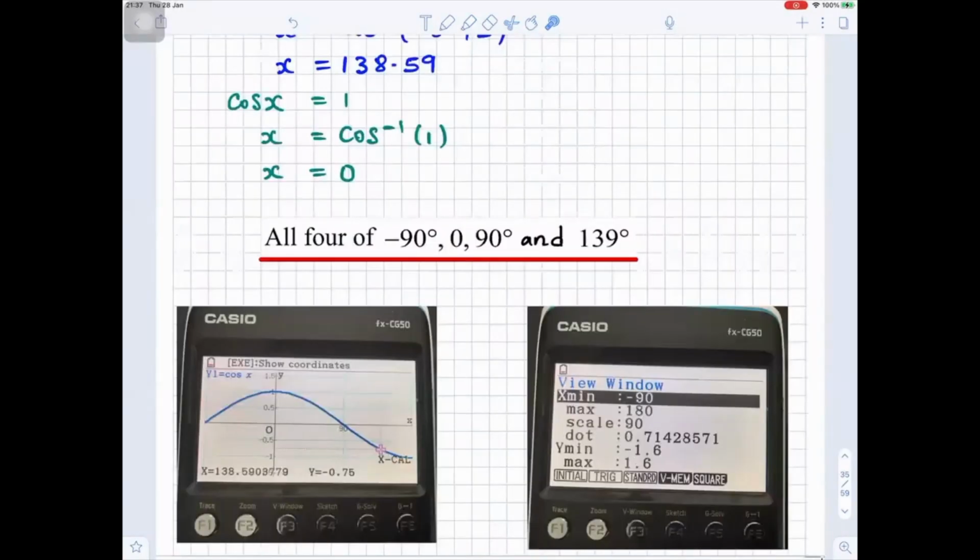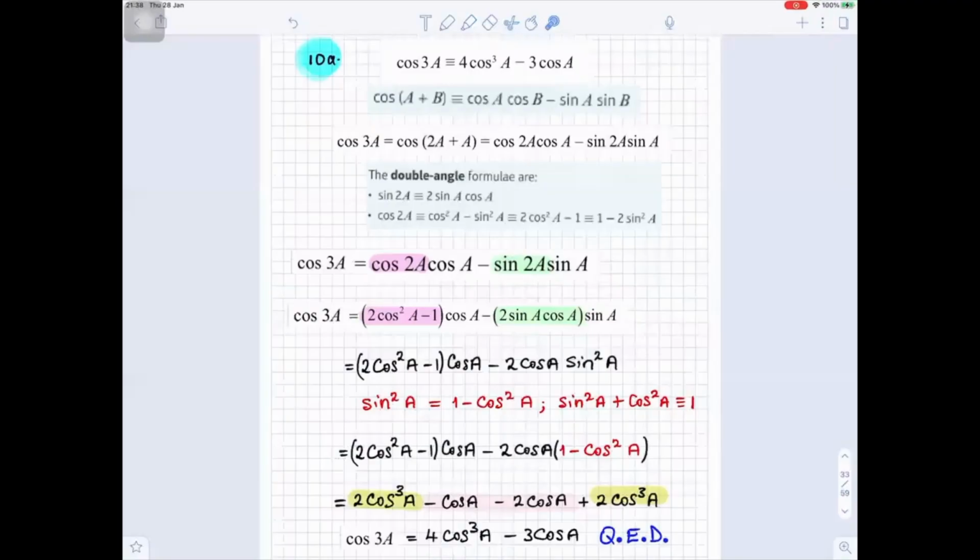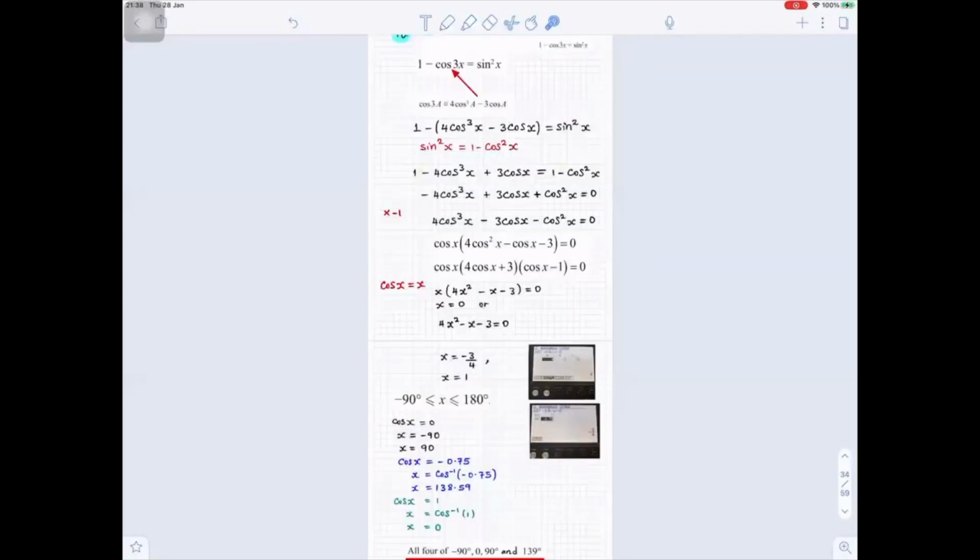And if you plot your graph of y equals cos x, when x is 138.59, y is minus 0.7. You can see there. And you can use this for the view window to change the x and the y values. So that's your answer for question 10A. And that's your answer for question 10B.